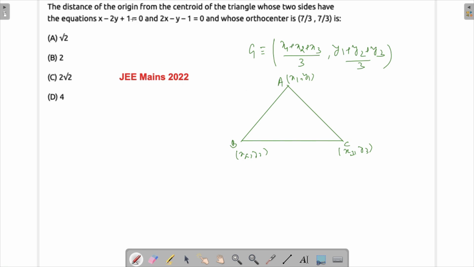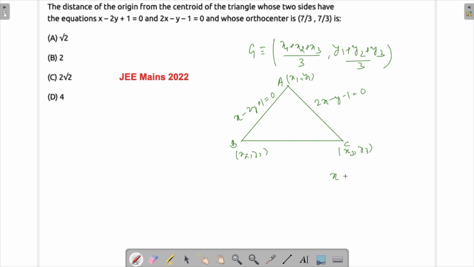Okay, what is given to us is that there are two sides which are along this. One side is actually x minus 2y plus 1 equals 0. And another side is actually 2x minus y minus 1 equals 0. Now, one thing which we can find out is this vertex, right? By knowing that these two lines will be intersecting here. So let's find that out first, and then we will see what else we can do further.